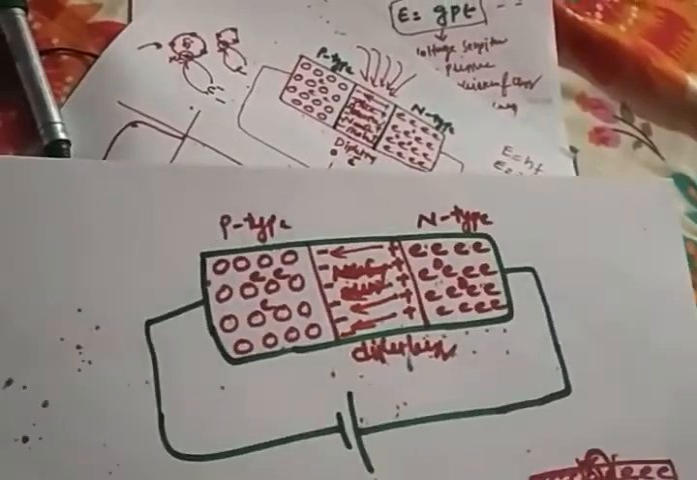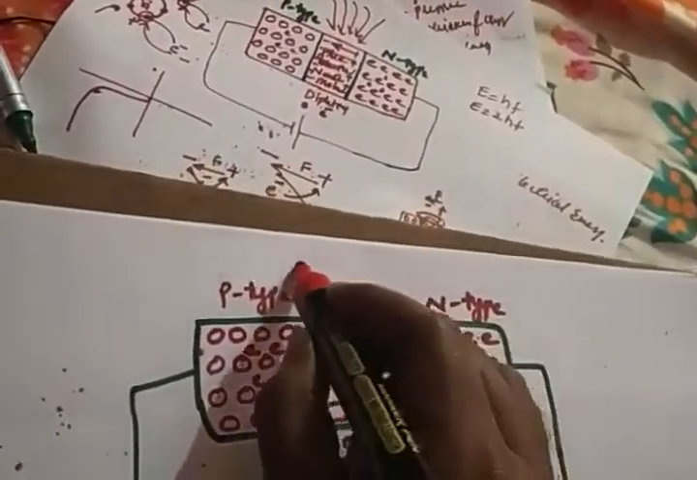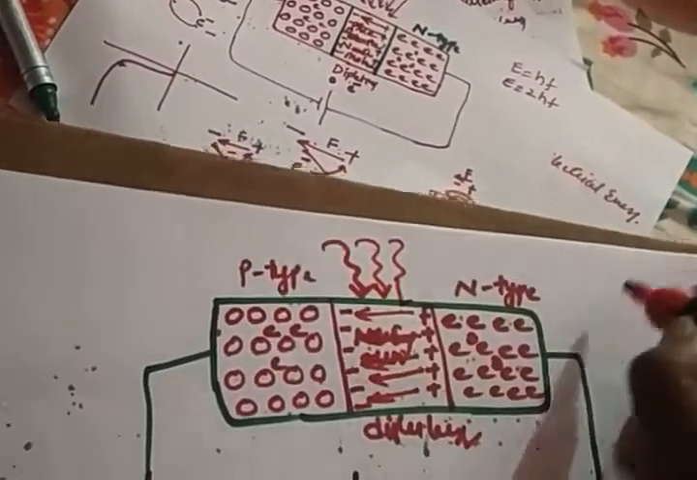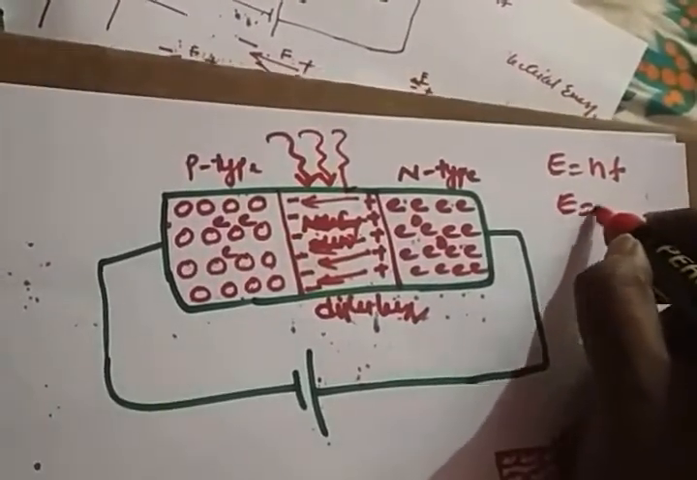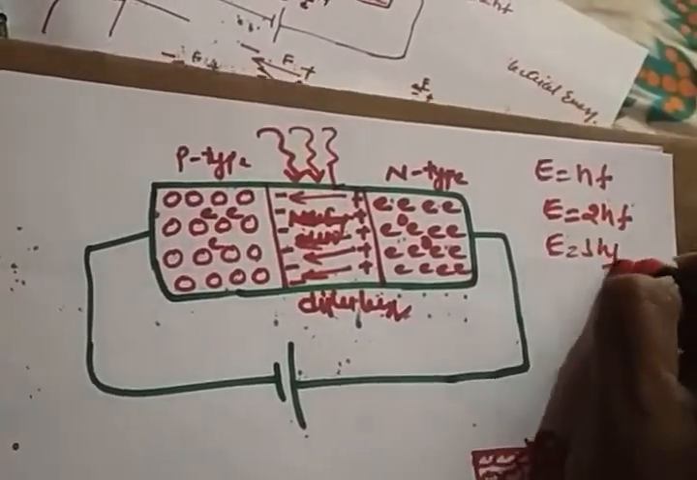Now, when light hits that depletion layer, whatever the light is, it has energy. Energy is equal to h times f. If it is 1 photon, E is equal to 1 hf. If it is 2 photons, E is equal to 2 hf. If it is 3 photons, E is equal to 3 hf.